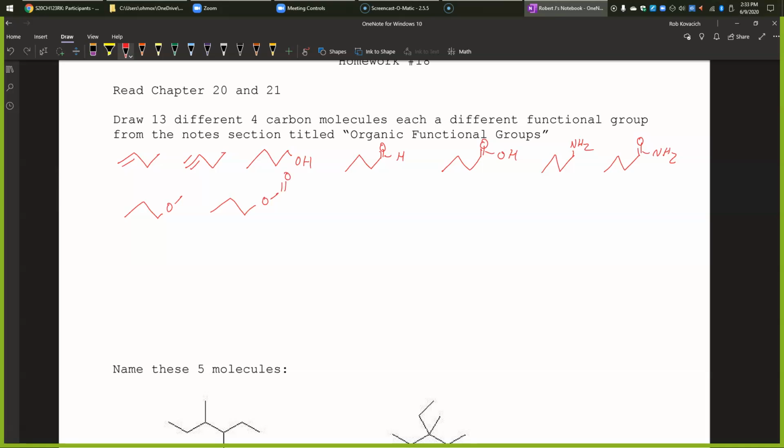Is that O just supposed to be in between 2 carbons? Yep. That's an ester. Alkyl halide. Cycloalkane. Heterocyclic ring structure. 1, 2, 3, 4, 5, 6, 7, 8, 9, 10, 11, 12. And then the 13th one would be, I'll just put 4 carbons and then a benzene ring here.